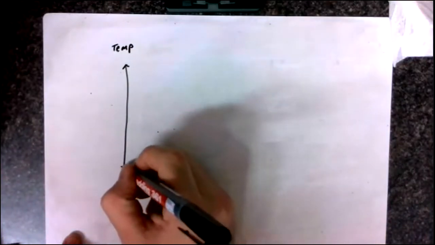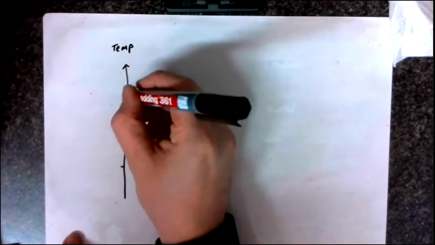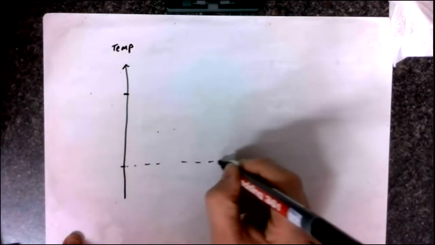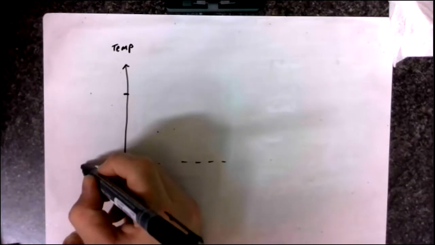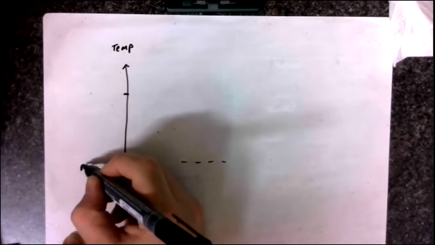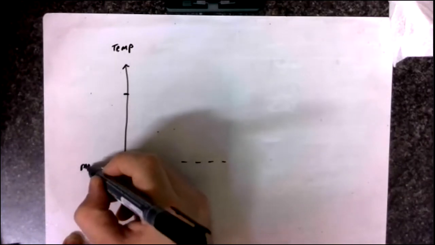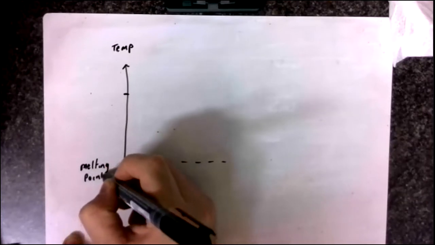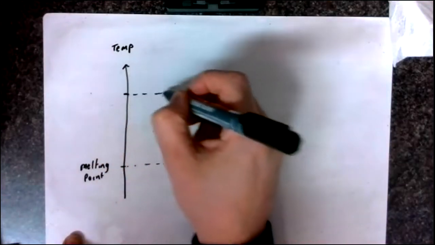Now, what we can do here is we can put some temperatures along here. We can put a line that represents the boiling point. Sorry, this would be the melting point. Melting point. And at the top, we can put another line that represents the boiling point.